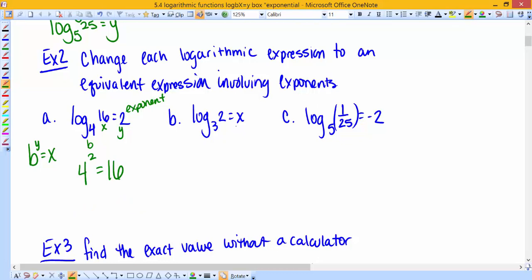Now in B, you do have a variable, but it's still very easy. Your base, your exponent. So 3 to the x, and what must that equal? 2. Now we're not solving for x, we're just rewriting. Here, 5 is your base, negative 2 is your exponent, and does it make sense that you would get 1 over 25? Yes, because you have a negative exponent, which turns the 5 into a fraction, and 5 squared is 25.